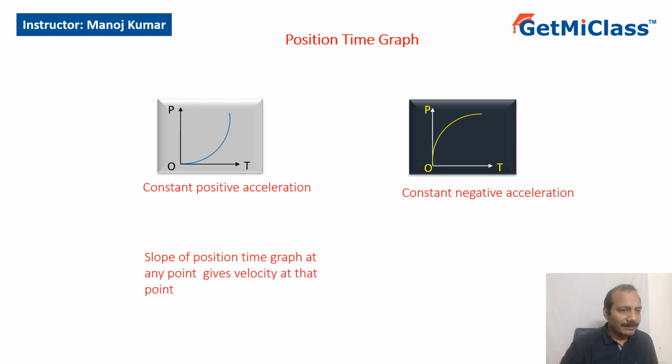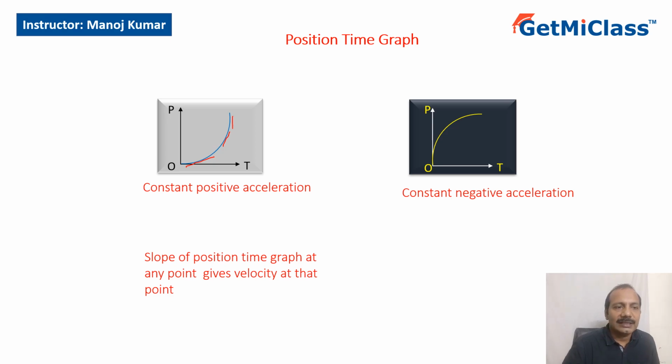Now let's see how we represent a situation where velocity is increasing or decreasing, that is, acceleration is positive or negative. In the first case, you can see that the slope is increasing. Now how do I find the slope? If I draw tangents like this, I see that the slope is increasing. If the slope is increasing, what does it mean? Velocity is increasing. So the first graph is a situation of constant positive acceleration. Similarly, in this case, as we go forward in time, the slope is decreasing. Because the slope is decreasing, this is constant negative acceleration.